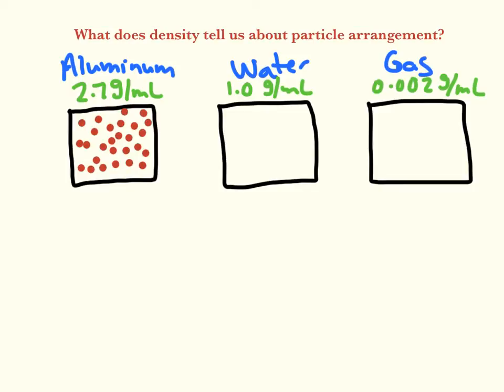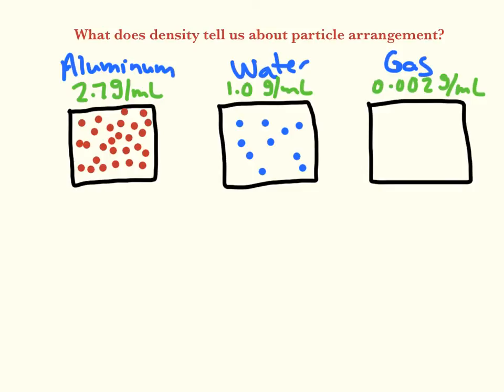So what I started out with is I put 27 particles of aluminum in that little box, and this is like, it's 2.7 grams per milliliter, so I just multiply by 10 to get 27. In order to get this right then for water, I'd have to multiply that by 10, and I'd get 10 particles. Going to do that right now. And there are my 10 particles of water.